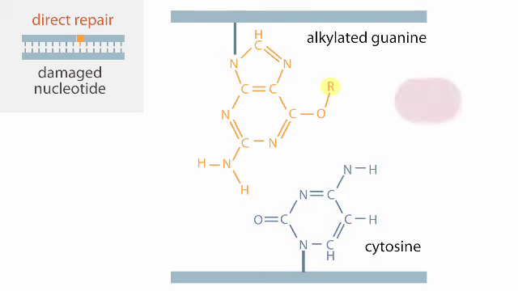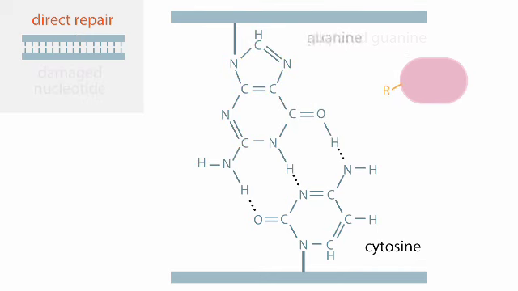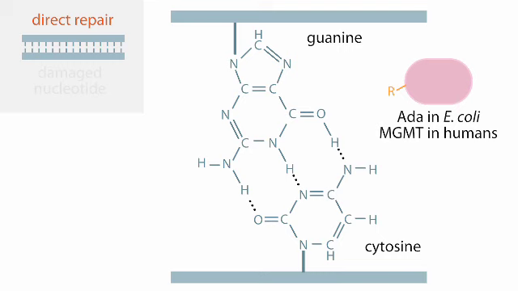To fix this chemical damage, an enzyme transfers the alkyl group to itself, restoring the base to normal. Many organisms have enzymes that perform this function, such as the ADA enzyme in E. coli and MGMT in humans.